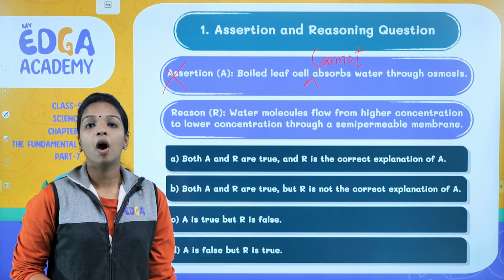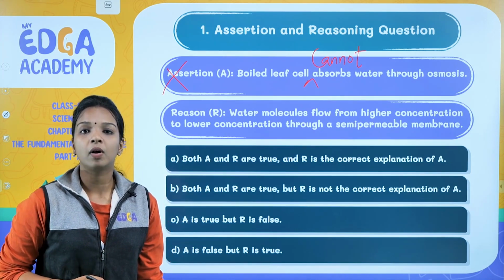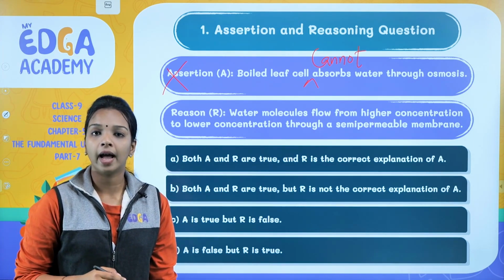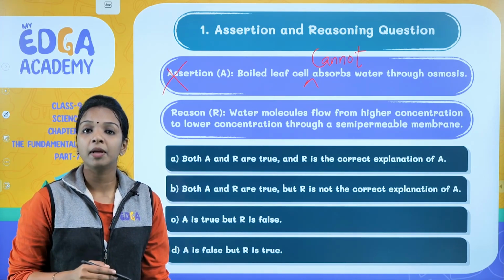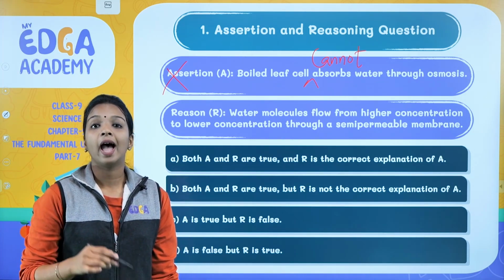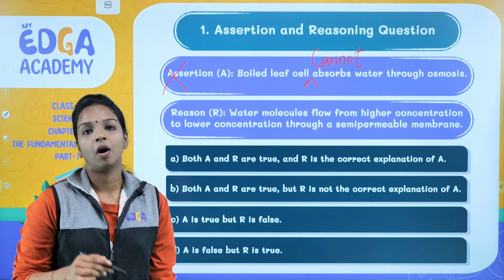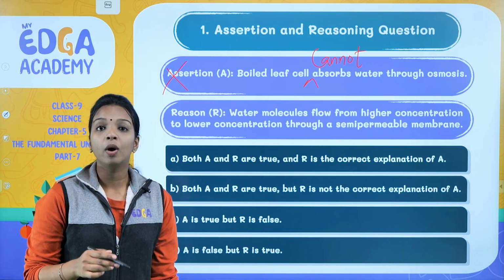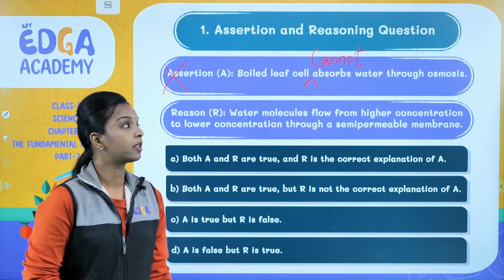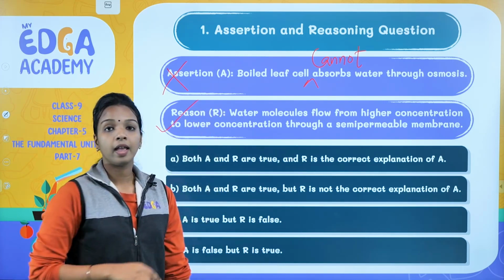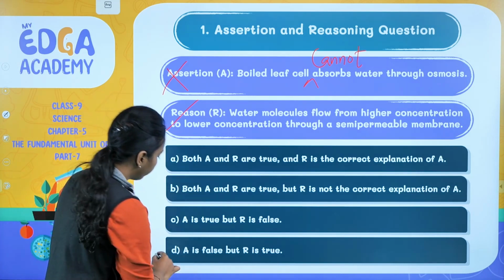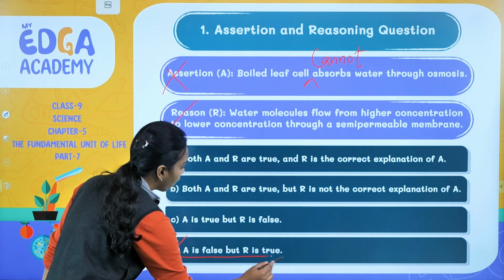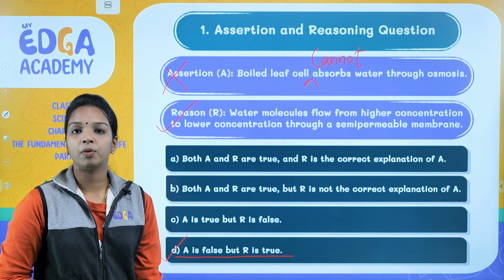osmosis. We know that water molecules flow from higher concentration to lower concentration through a semi-permeable membrane, and this process is known as osmosis. So, the given reason statement is true. Hence, the correct answer is option D, that is, assertion is false but reason is true.